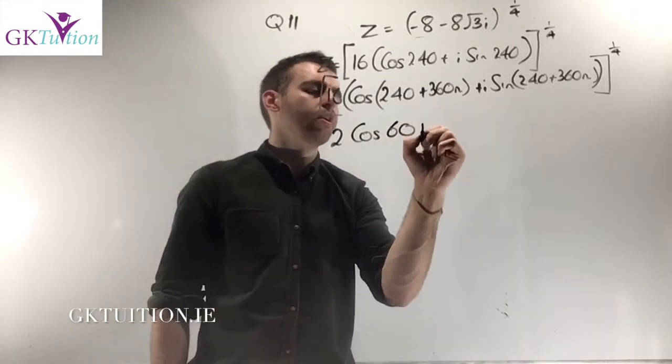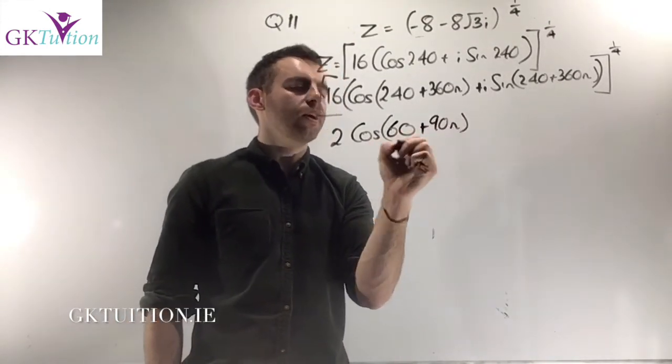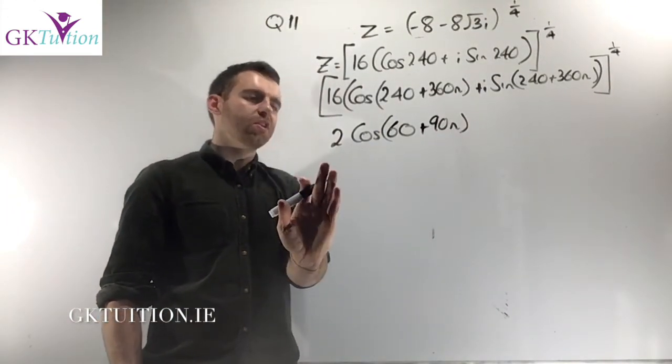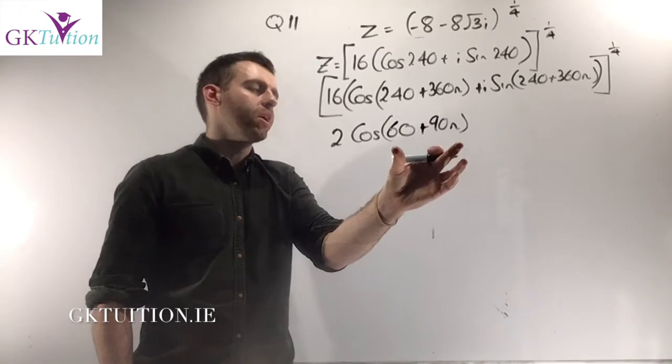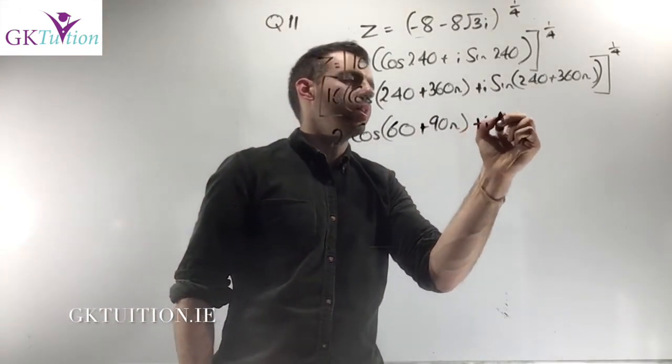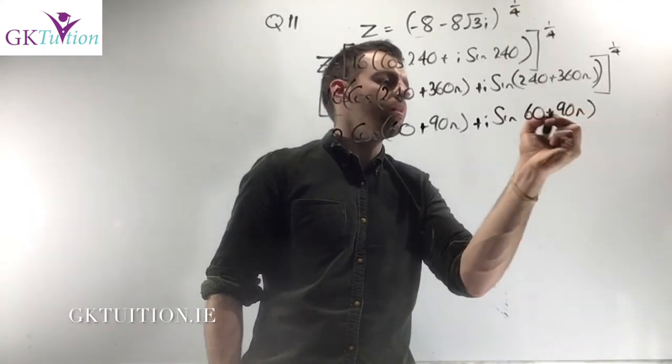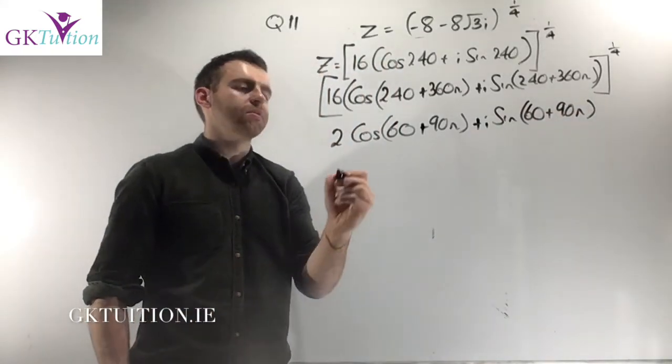360n multiplied by a quarter gives me 90n. So if I apply de Moivre's theorem, 16 becomes 16 to the power of a quarter, which is 2, and you multiply the angle by a quarter and you get this. So I can just tidy this one up, and I'm left with 60 plus 90n as both of my angles.